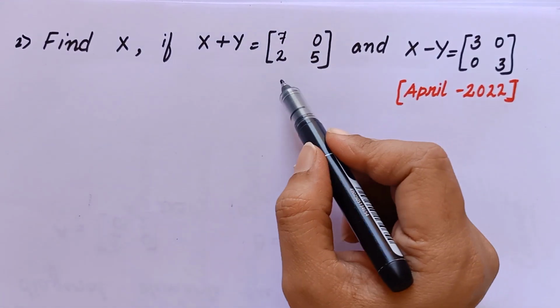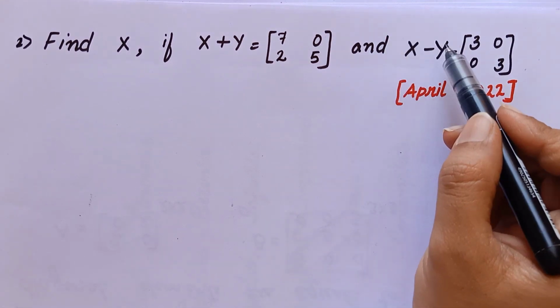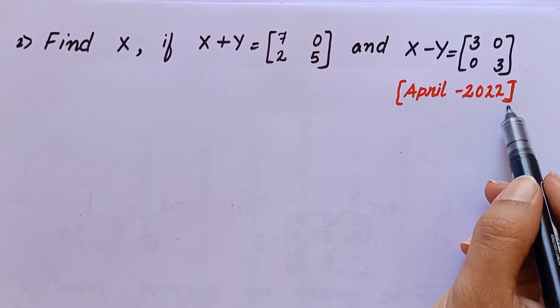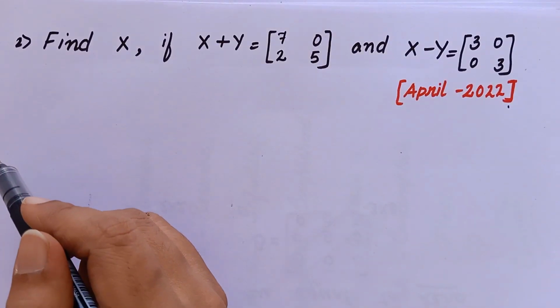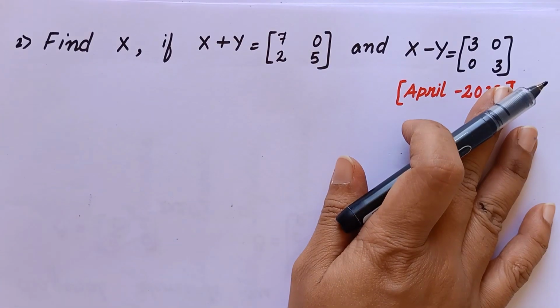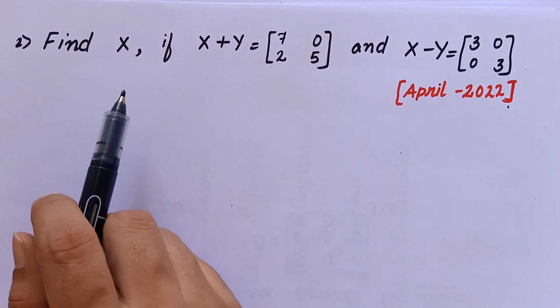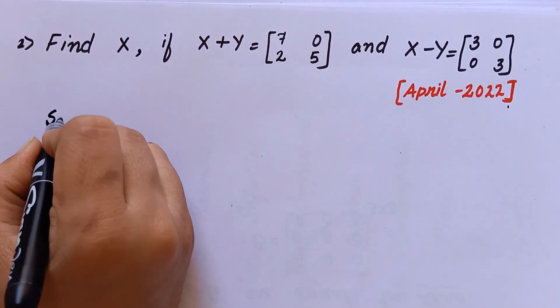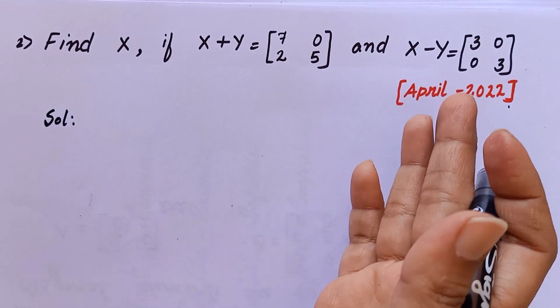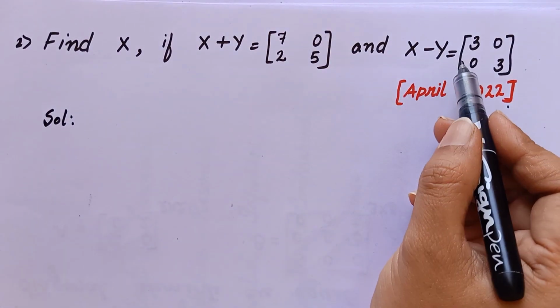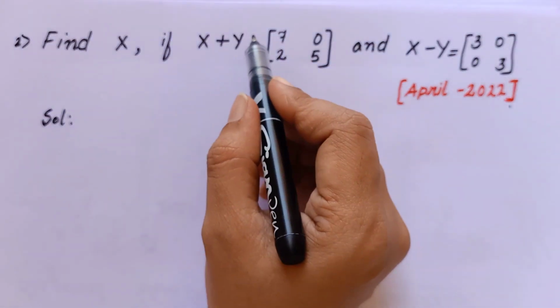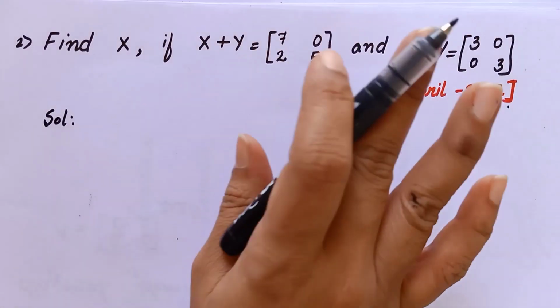Find x if x plus y equals [7, 0; 2, 5] and x minus y equals [3, 0; 0, 3]. This question came in April 2002 for 1 mark. What we have to do is find the value of x. See here, what is given? x plus y equals [7, 0; 2, 5] and x minus y equals [3, 0; 0, 3].